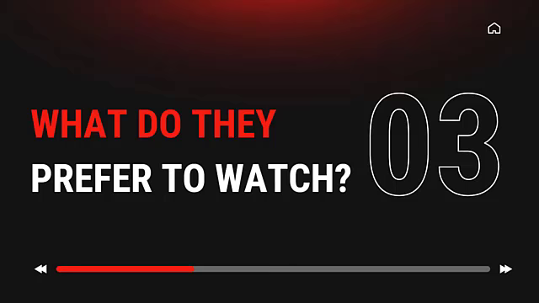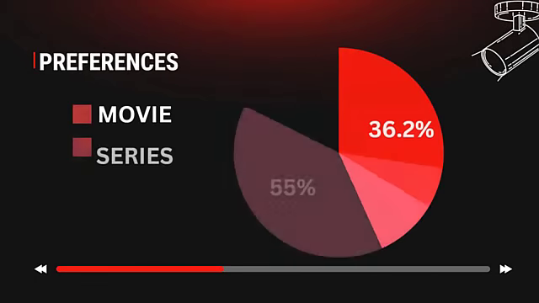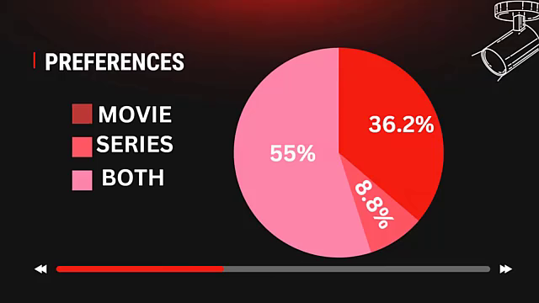For the type of questions, we have 2 options, general information and personal information. The first one is the preferences of our respondents. In this type of question, we provided 3 options, which are movie, series, and both. 55% of our respondents chose both, which means they love movies and series. 36.2% chose movie only, and 8.8% chose only series.